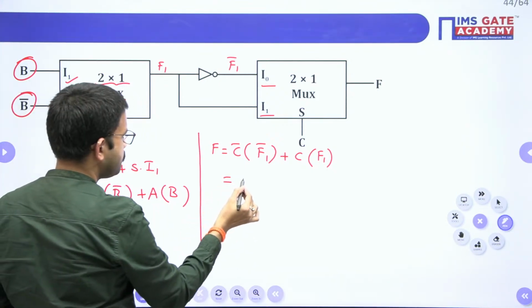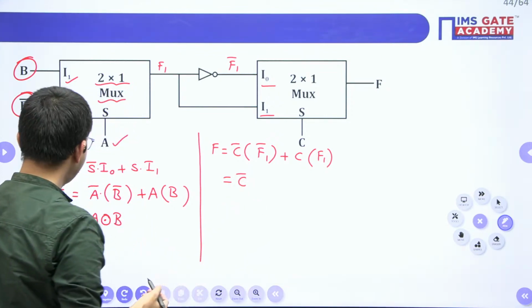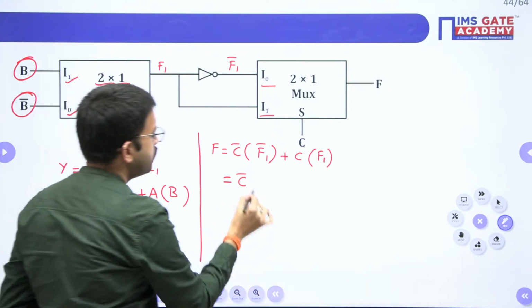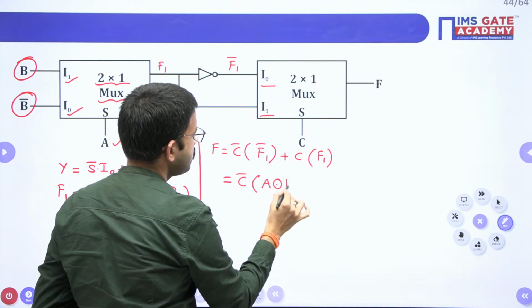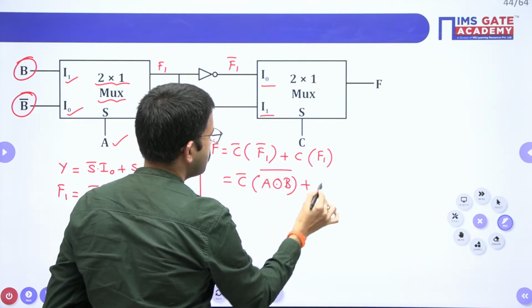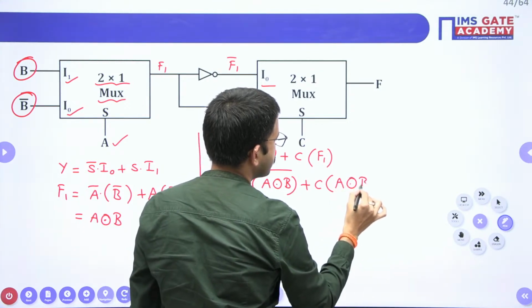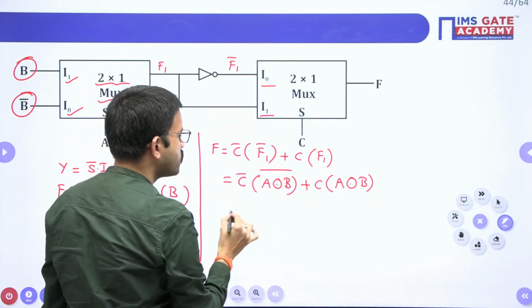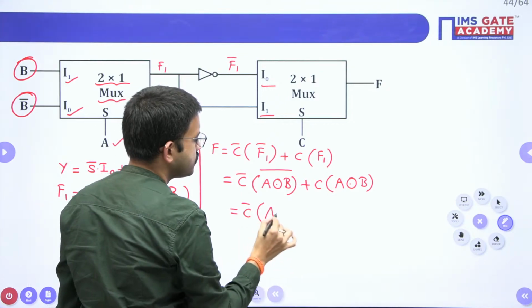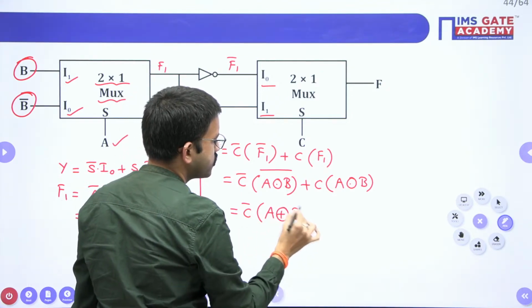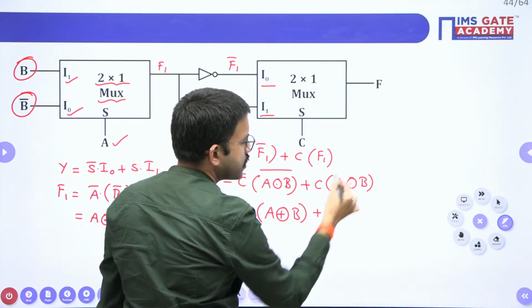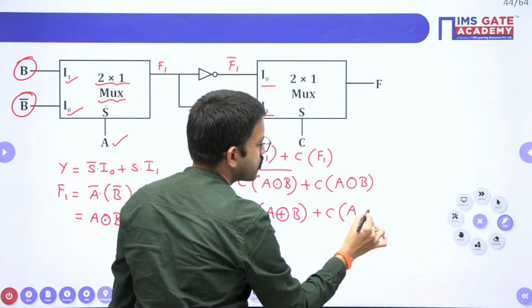So here C bar into F1, F1 is nothing but A XNOR B. You are having complement plus C into F1, which is nothing but A XNOR B. Now complement of XNOR is nothing but XOR. Then A XNOR B you can write as complement of XOR.